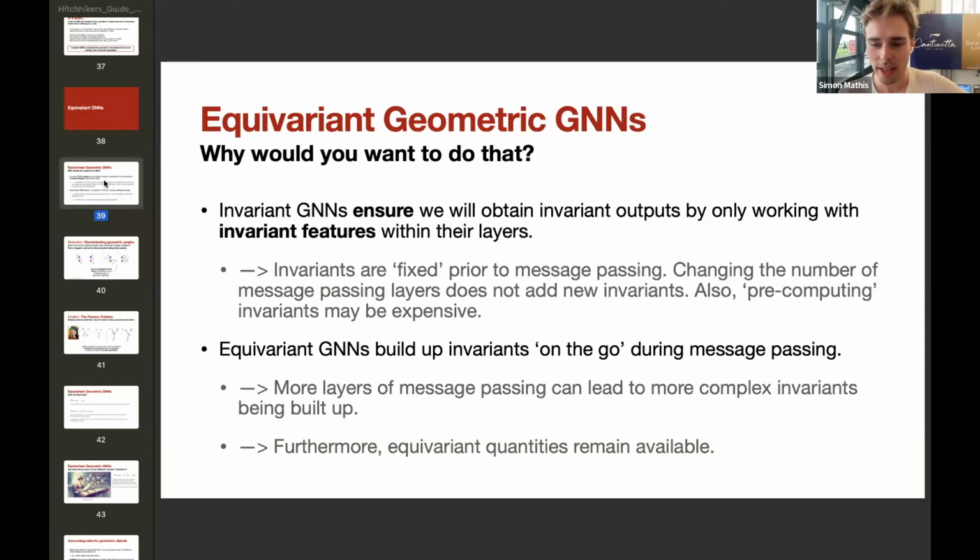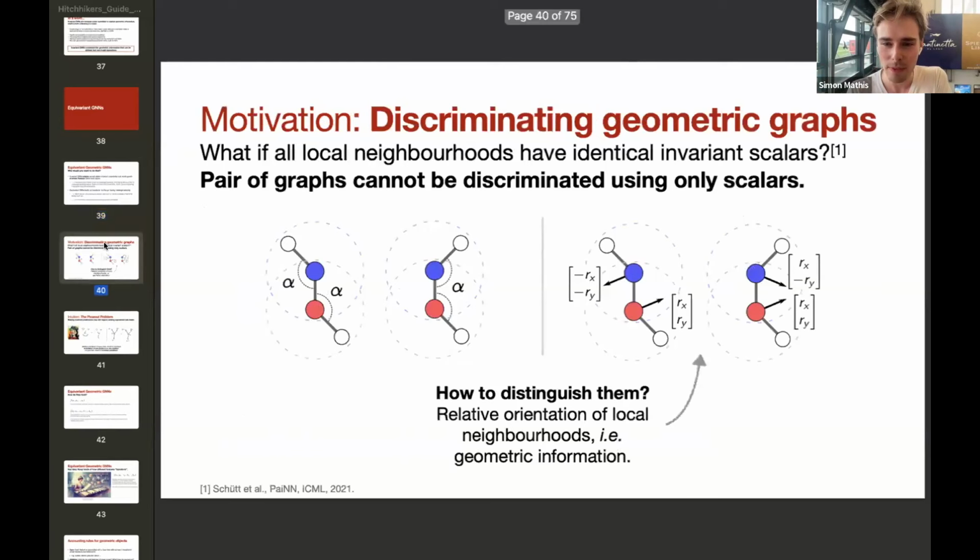And maybe one last motivation is if what we want to predict is an equivariant quantity, say we want to, for example, predict an orientation. That's also much easier if we keep equivariant information around, because if we destroy any orientation information, it's obviously hard to generate that from nothing. So that's the why of equivariant GNNs. And on the next slide, you can see a slightly more visual motivation for that.